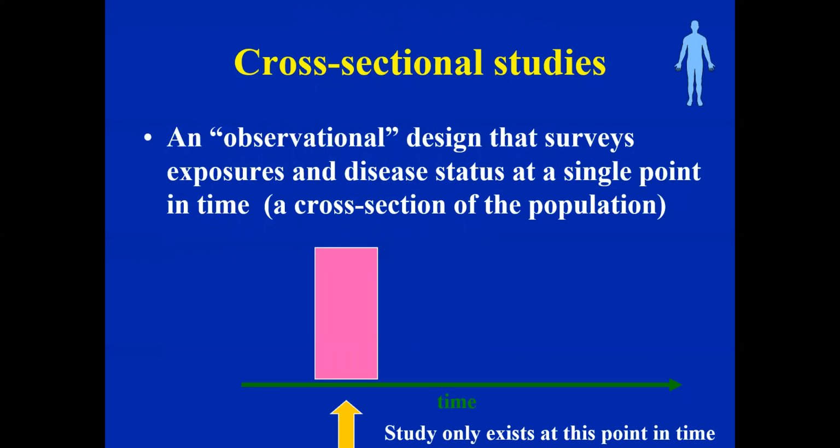A cross-sectional study is an observational study that surveys exposures and disease at a single point in time. So you are taking a snapshot and assessing the relationship between exposure and disease at a single point. It's a cross-section, and you're taking a snapshot.